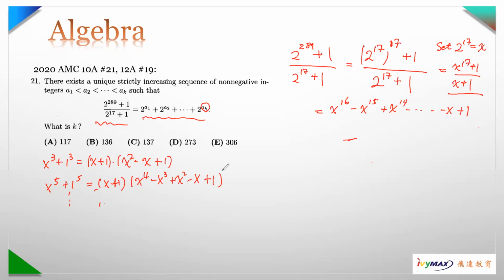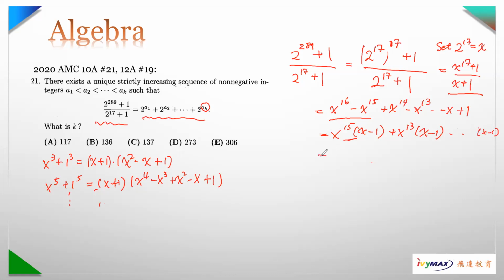If I continue to simplify, I can regroup it like this. This part gives x to the power 15 times (x minus 1). And the next part is x to the power 14 minus x to the power 13, so I can do the same: x to the power 13 times (x minus 1), all the way down to x minus 1.